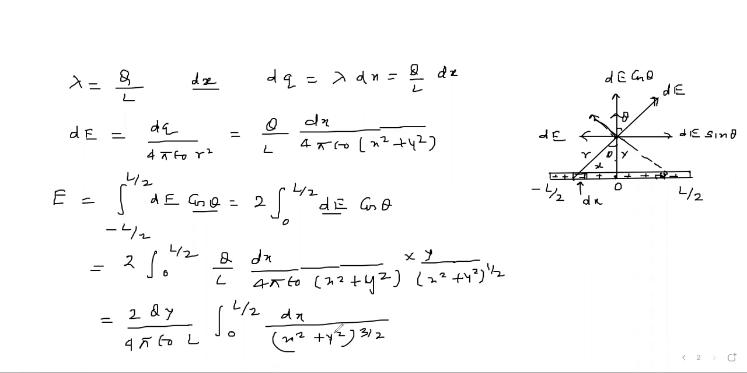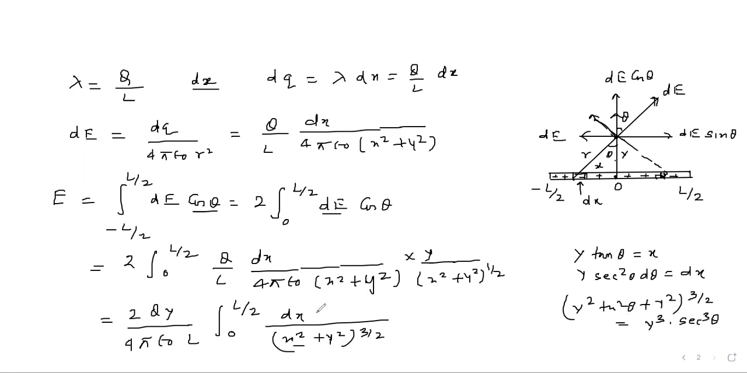So we can replace x in terms of y. So we write x tan theta. Sorry, y tan theta equal to x, then y sec square theta d theta will be dx, and this term will become (y square tan square theta plus y square) whole power 3 by 2. So this will give y cube times sec cube theta.